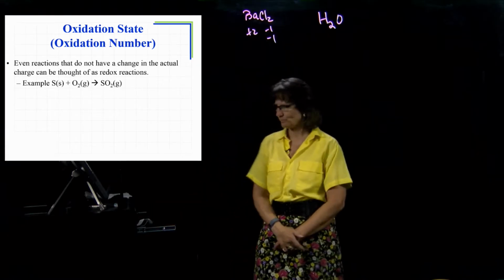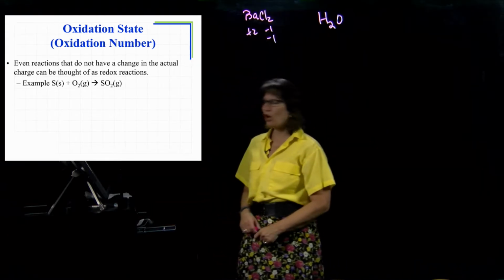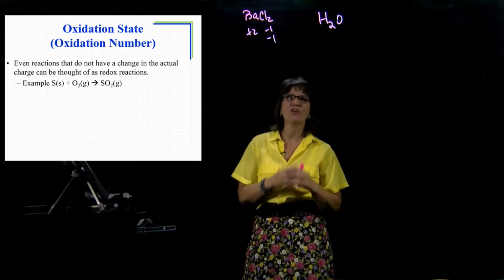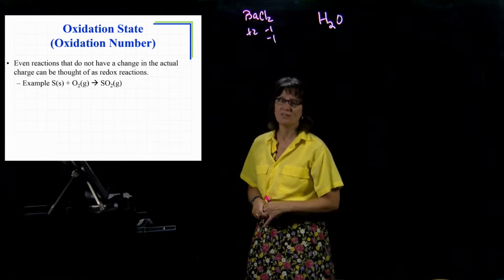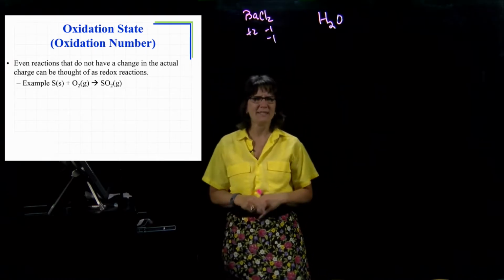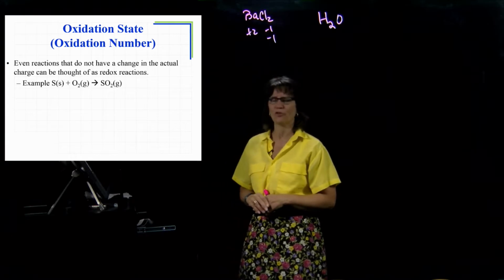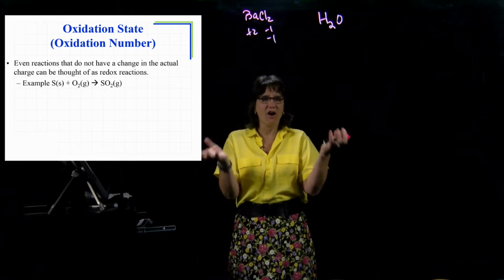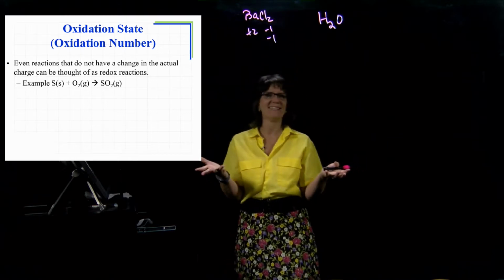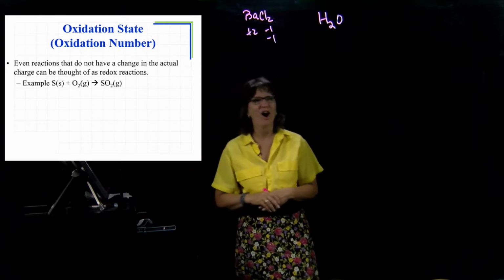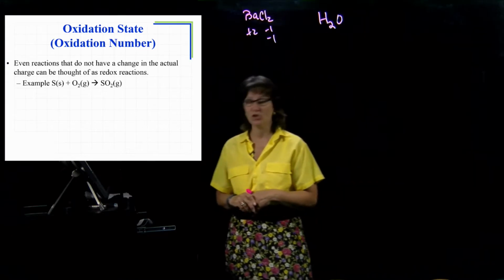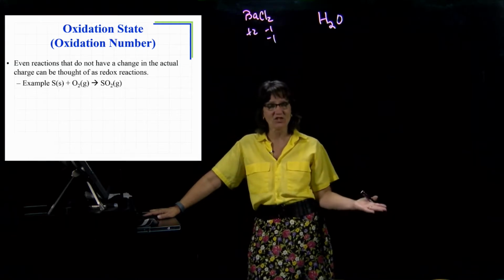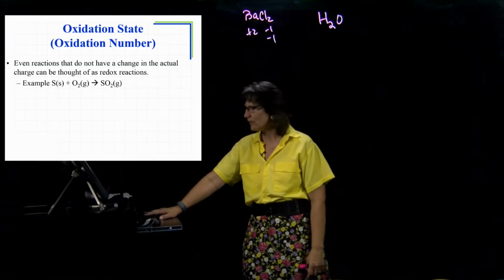Here's an example. Sulfur has no charge. Oxygen has no charge. Sulfur dioxide is not an ionic compound. There aren't true charges in there, but this is a redox reaction. It's pretty easy by language to see that sulfur, as it went from the left to the right, got oxidized. It got oxygen put on it. In its truest sense, it was oxidized. And the oxygen gas is therefore reduced in the process. The oxygen gas is the oxidizing agent. It enabled the sulfur to get oxidized.